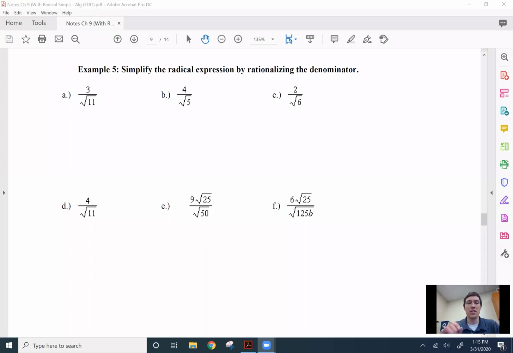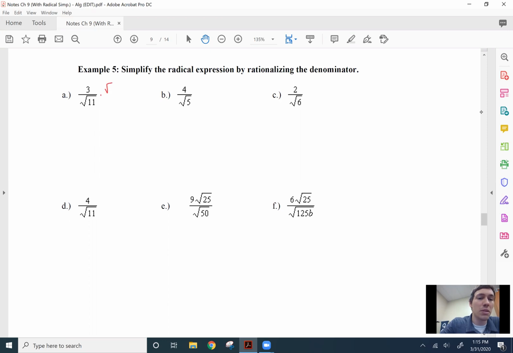Hey guys, welcome back. So today we're going to finish up the introduction to radical simplification by talking about rationalizing the denominator. In the notes here, we simplify the radical expression by rationalizing the denominator. The rule of thumb with radicals and simplification is that you cannot have a radical in the denominator. Remember, the bottom of a fraction is called the denominator. You cannot have a radical or a square root or any sort of root in the denominator. So here's how you get rid of it.